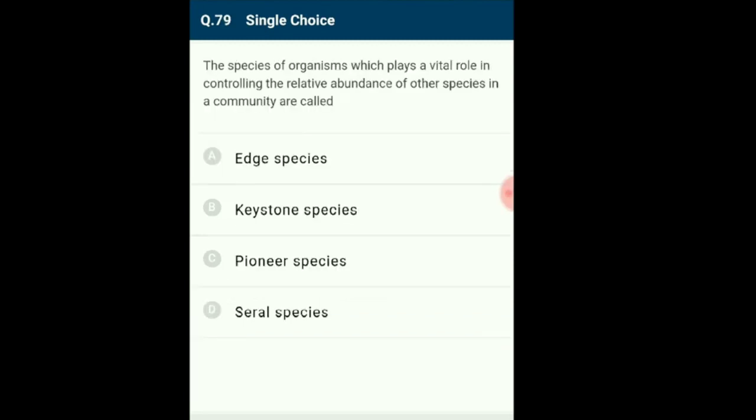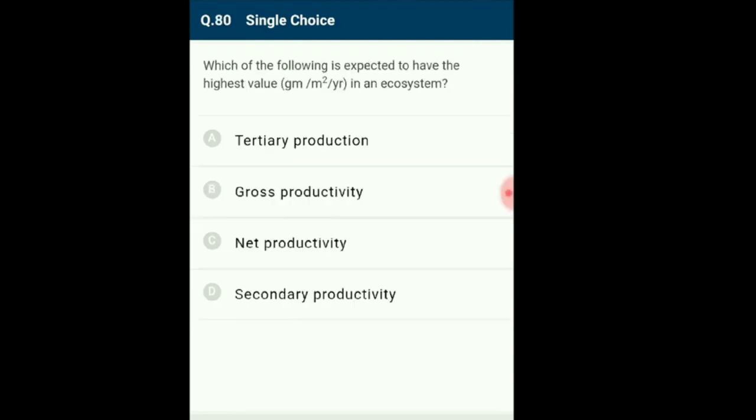Question number 79. The species of organism which plays a vital role in controlling the relative abundance of other species in a community is called. The species that plays an important role in the functioning and stability of an ecosystem by controlling the relative abundance of other species in a community is called keystone species. So the answer is option B, keystone species. Question number 80. Which of the following is expected to have the highest value in an ecosystem?